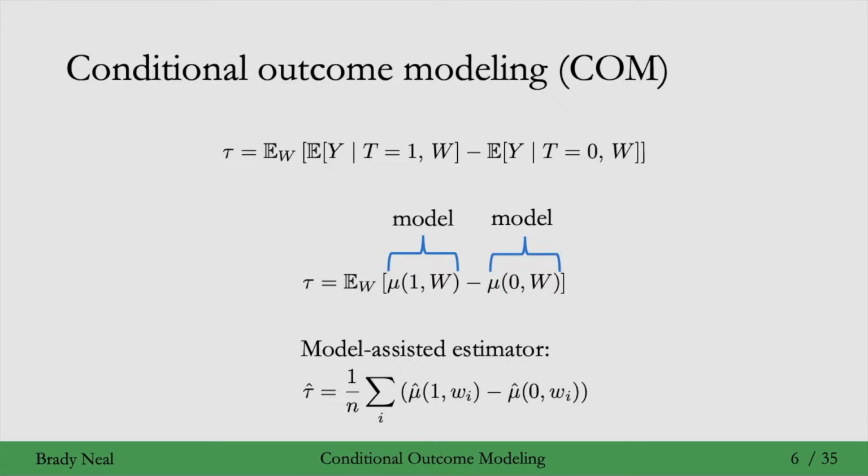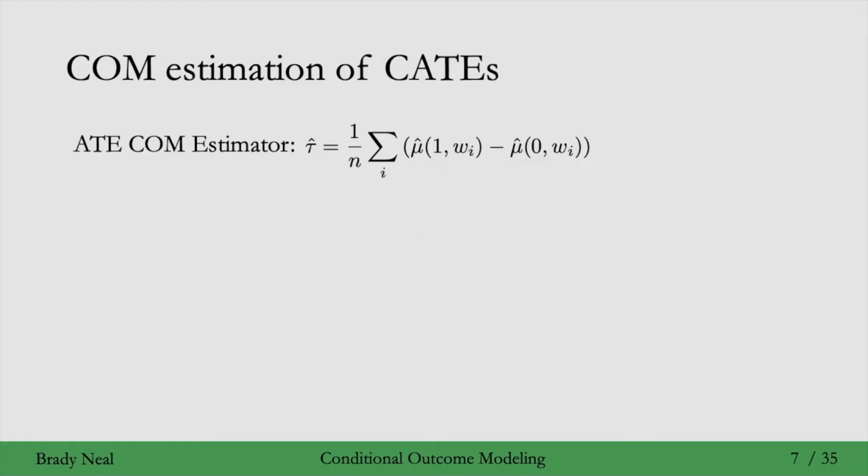Here, mu is the conditional outcome model. And if you think back to the full examples where we included estimation in week 2 and week 4, we used a conditional outcome model estimator, or a COM estimator, where the specific model that we used was linear regression. Now, how might we extend this to estimation of conditional average treatment effects?